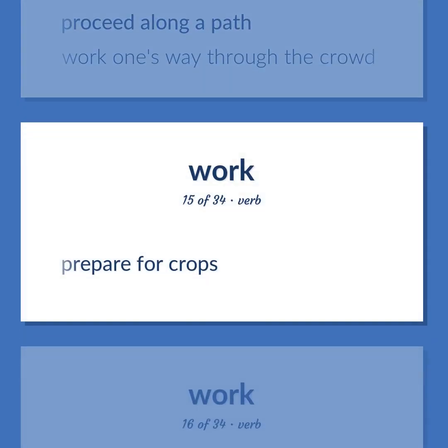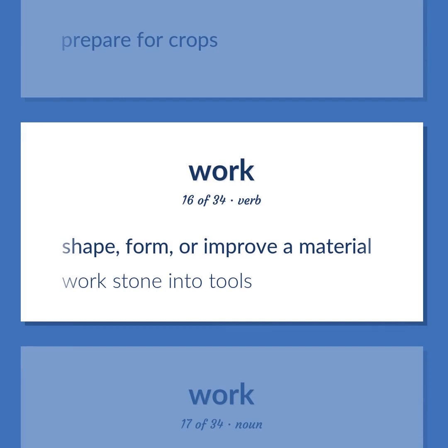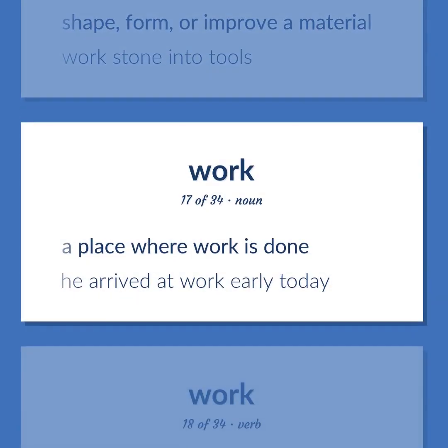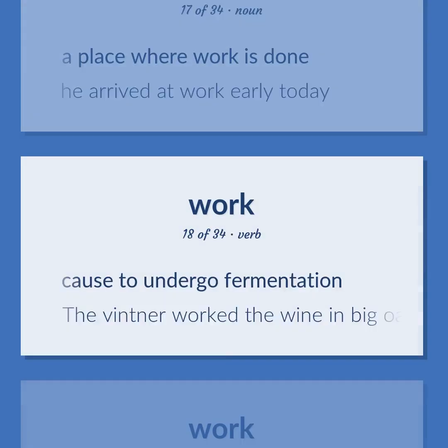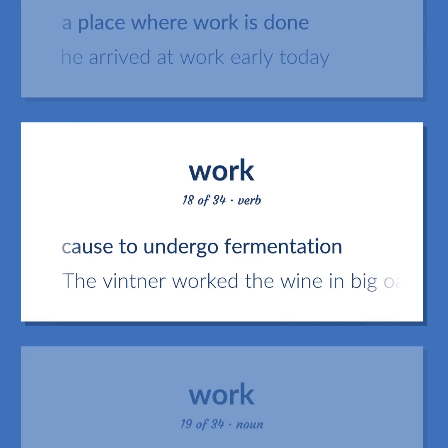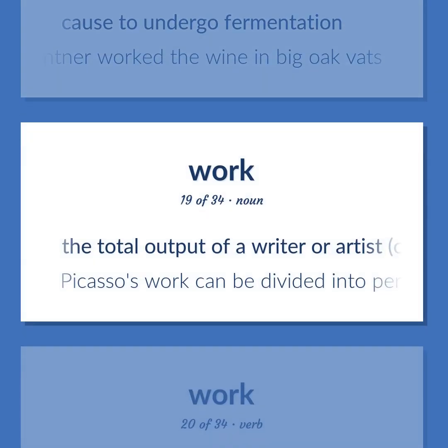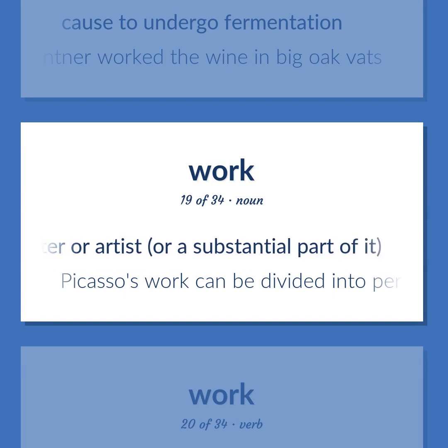Prepare for crops. Shape, form, or improve a material. Work stone into tools. A place where work is done. He arrived at work early today. Cause to undergo fermentation. The vintner worked the wine in big oak vats. The total output of a writer or artist, or a substantial part of it. Picasso's work can be divided into periods.